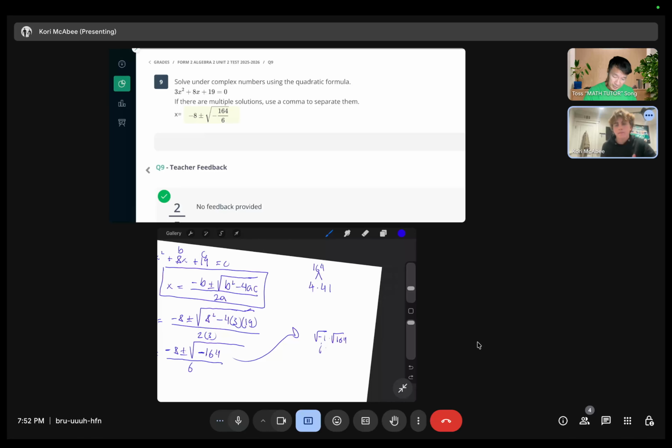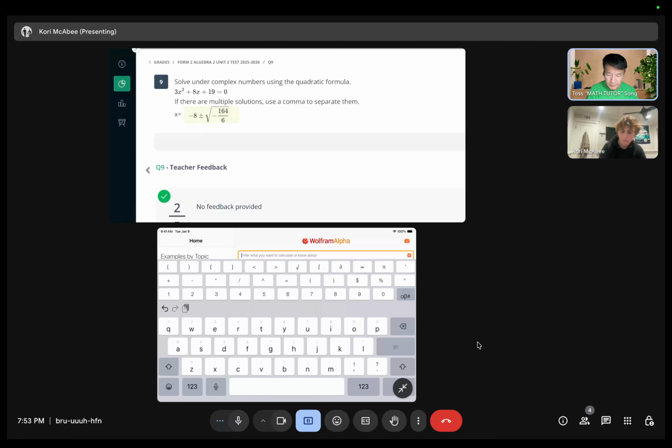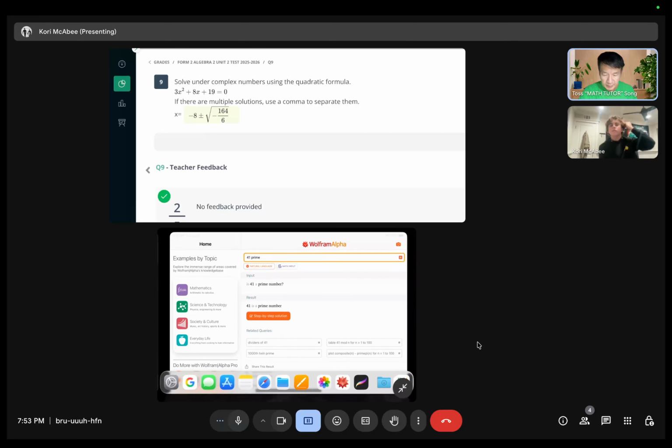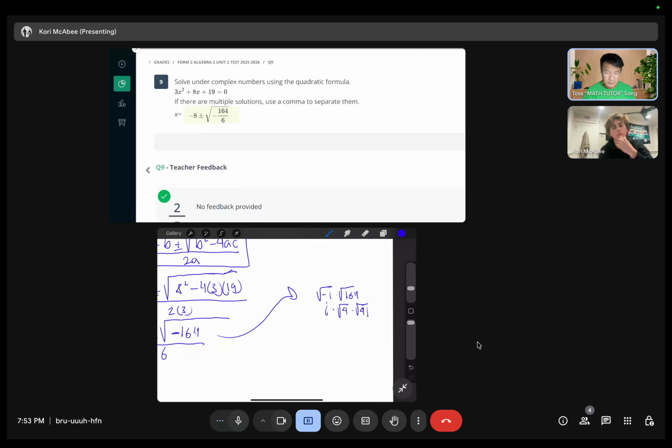That means it'll be a root of 4 times a root of 41. Now I want to check if 41 is prime. There's an app called Wolfram. Let's see, is 41 prime? Is a prime number. It says right there. You could Google it too. But this is for college and engineering students, science and math students, high level math students, though some high school students know how to use it. No biggie.